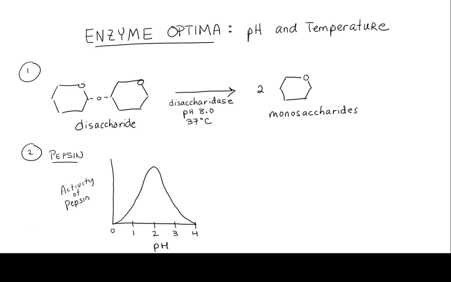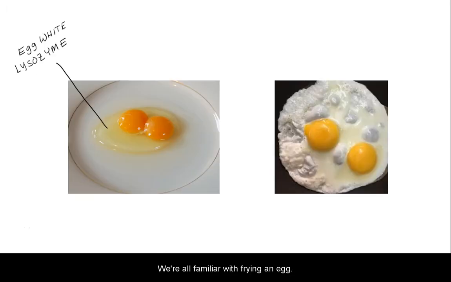Enzymes that are placed in extreme conditions lose their shape altogether and they stop functioning. You can see that pepsin is not active at pH 0 or pH 4. But if you put an enzyme into boiling water, let's look at what happens. We're all familiar with frying an egg. Much of the protein making up the egg white is called egg white lysozyme, which is an enzyme that digests polysaccharides. It's not really white till the egg is cooked.